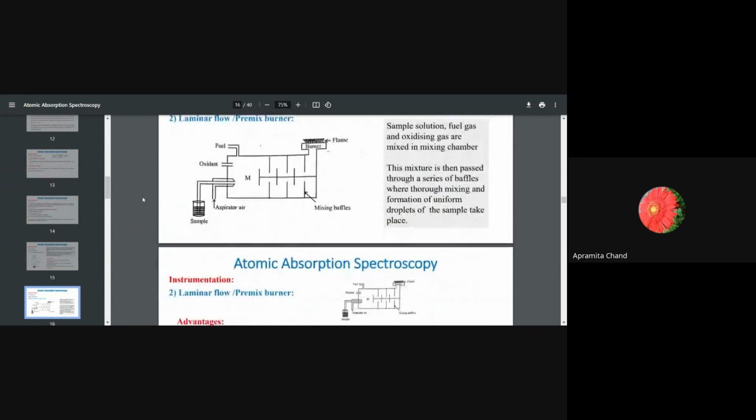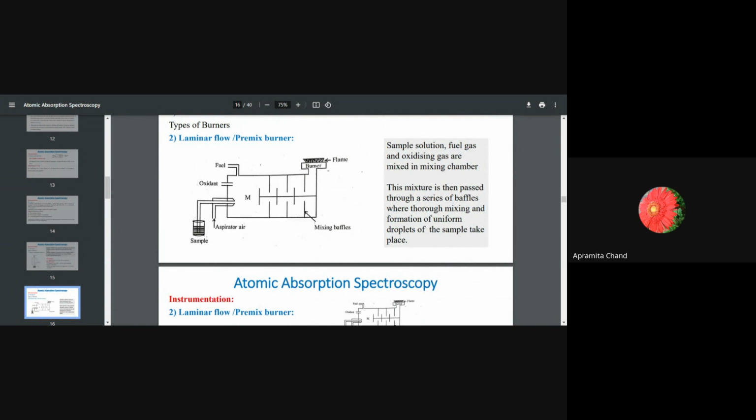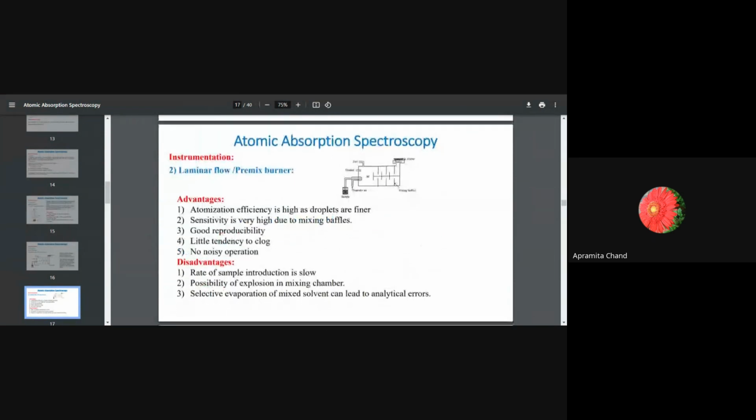Now, what type of burner should be used? We already know that these gases are mixed in the mixing chamber. We need thorough mixing and the formation of uniform droplets needs to take place. So if you have a laminar flow or a pre-mix burner, then the droplets are very fine and the sensitivity is also high. You can repeat the experiment and hope for the exact results, and the clogging will not happen. So we can declog it easily.